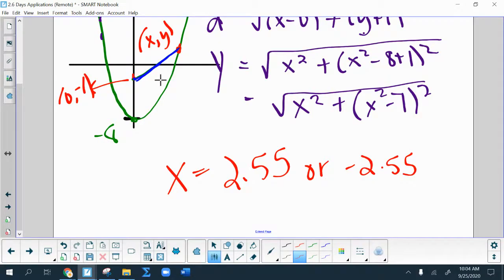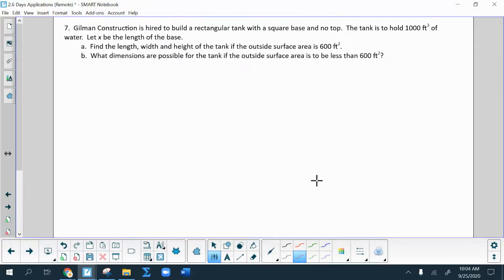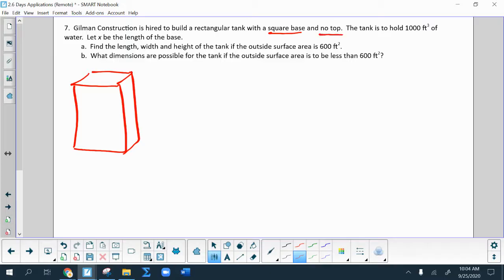Okay, moving on to question 7. And of course, don't forget, you can pause anytime you need to write things down. All right, so this problem is a box with a square base. So square base, no top.